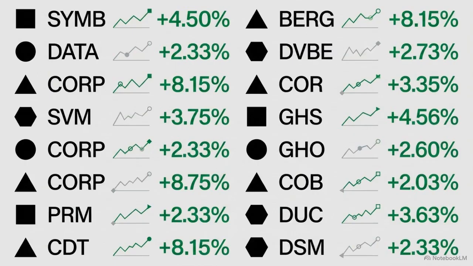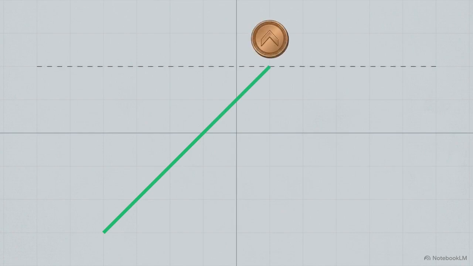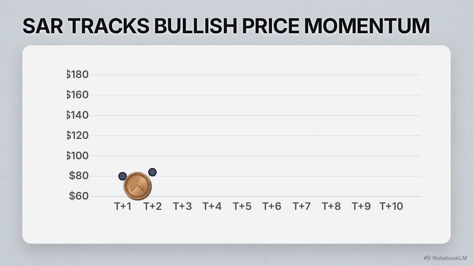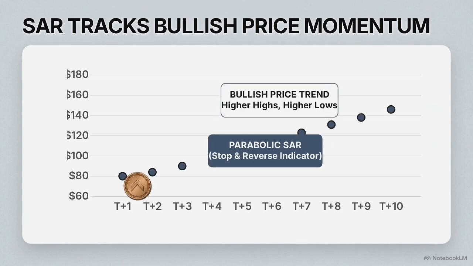The asset you chose is probably fine. The flaw in this scenario is entirely a matter of timing. You entered the market at the exact moment the upward momentum exhausted itself. To eliminate this lag, a technical analyst named J. Wells Wilder Jr. developed a specific mathematical tool called the Parabolic SAR, which stands for stop and reverse.